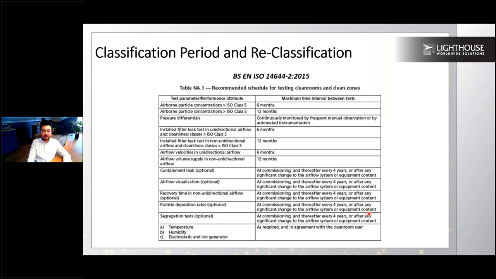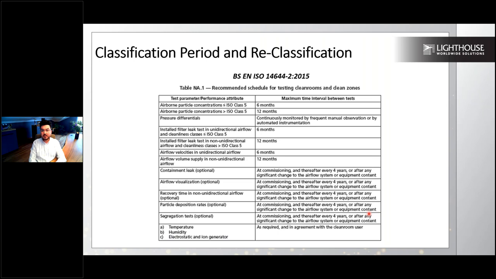And for the rest of the tests, unfortunately, ISO 14644-2 says you will be making your risk assessment for the rest of the tests: differential pressure, filter leakages, airflow measurements, containment leakage, airflow visualization. However, BSI and ISO 14644-2 come up with a national annex showing you the previous table, which we used in dash 2, as a starting point.